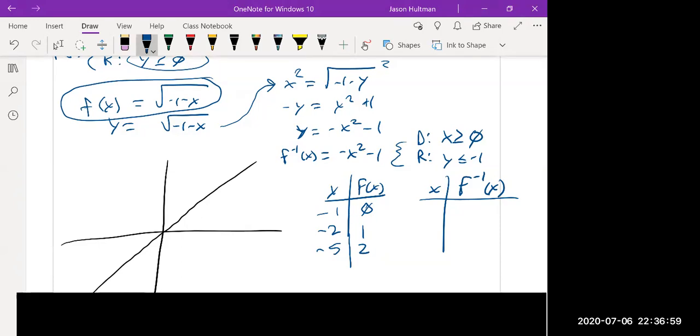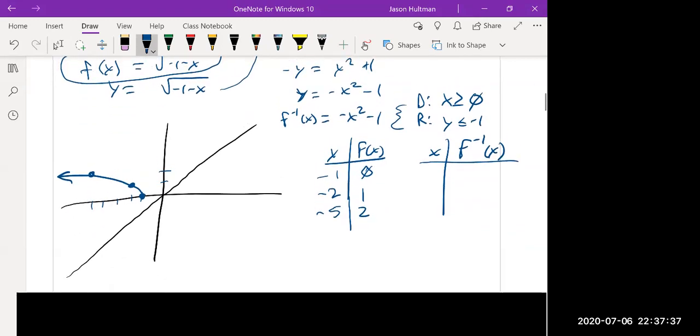Good answers. So if we went out 1, 2, 3, 4, 5, and up 1, 2, then we're going to have -1, 0 as a point, -2, 1 as a point, and -5, 2 as a point, and we get a graph that looks like that. That's our standard square root graph. It just is going in the opposite direction, and it's starting at -1. Does that make sense? So far, so good?